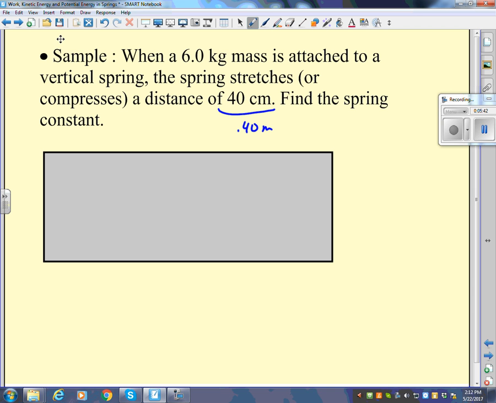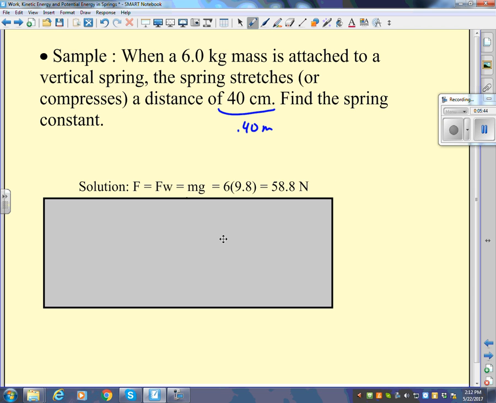All right, so here's how you do that. We're going to write the weight force is mass times gravity. It's a vertical spring, right? We've attached it. Here's our mass, like so. We've attached it to the spring, and so it is the weight force, the force of gravity, mass times gravity, that is applying a force on the spring. So that's 6 times 9.8, or 58.8 newtons.